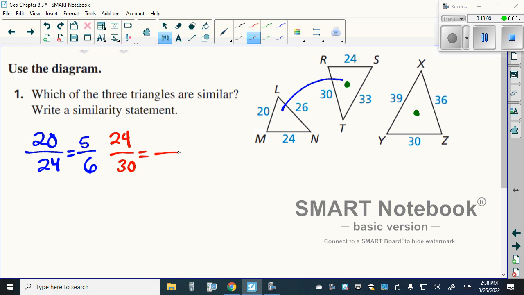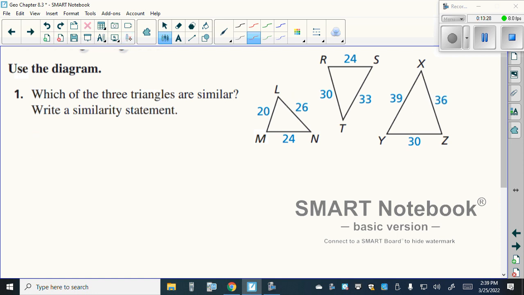6 goes into 24, 4 over 5. Yes, that's 4 over 5. Well, those aren't the same. XYZ. So let's compare those two.